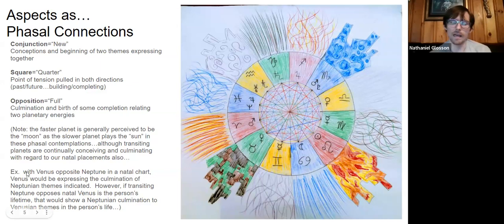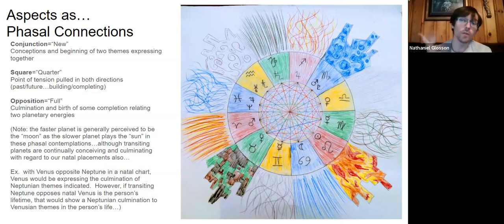I've given an example here too with Venus opposite Neptune in a natal chart. If you have Venus at one point and Neptune at the other, Venus would be expressing the culmination of the Neptunian themes. But if you had Venus down here and a transiting Neptune opposing it during your lifetime, it's a Neptunian culmination of the Venusian themes. So in any phasal relationship, you've got to think about which one is moving. If it's transiting, the transiting planet is moving while the natal planet is the base.